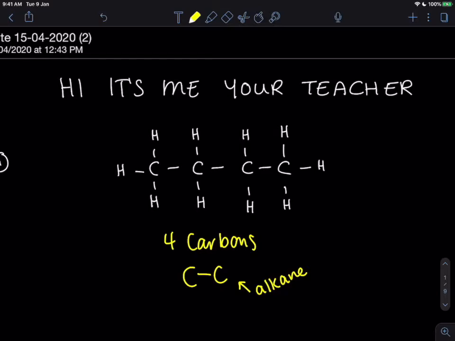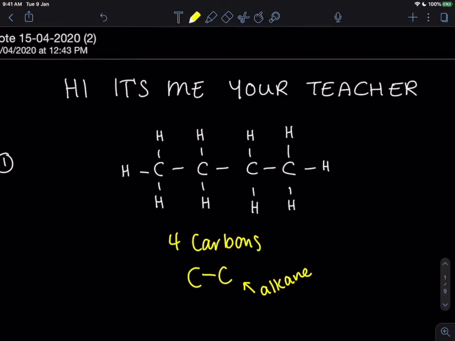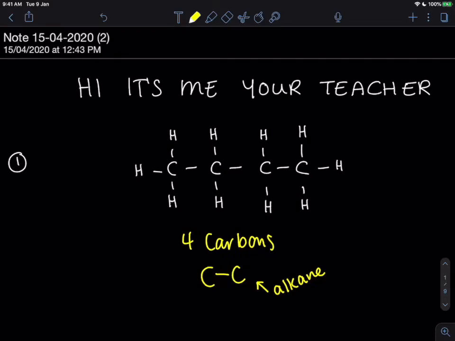So we want to be able to name this so that someone else could come along and draw this exact picture. The first thing we need to think about is, number 1, how many carbons are there? And number 2, what type of functional group does this represent? We've already said there's 4 carbons, and that it's an alkane. So we've answered both of those questions. But unfortunately, 4 carbons alkane is not the name of this molecule. It would be much too easy if it were.